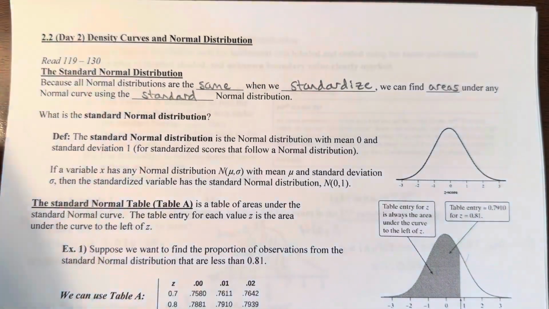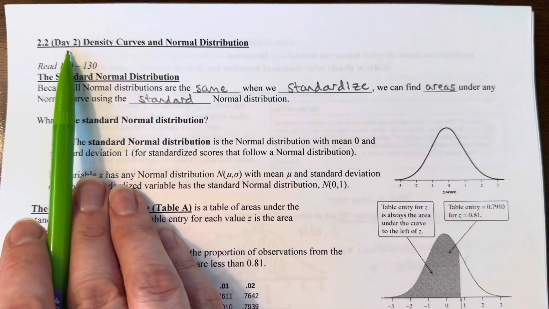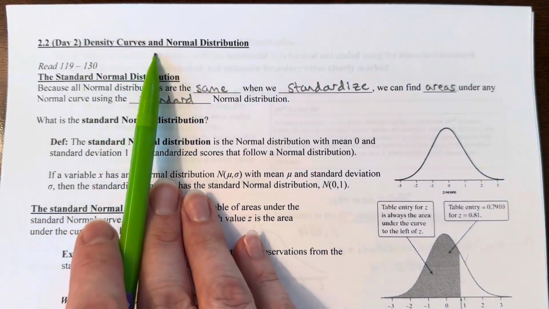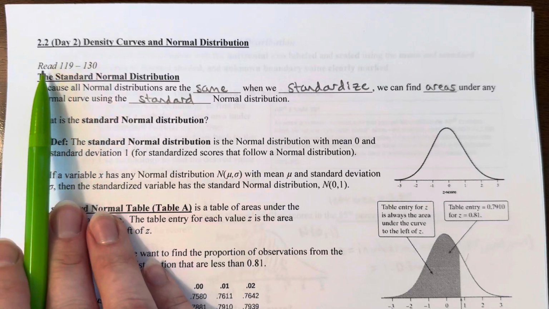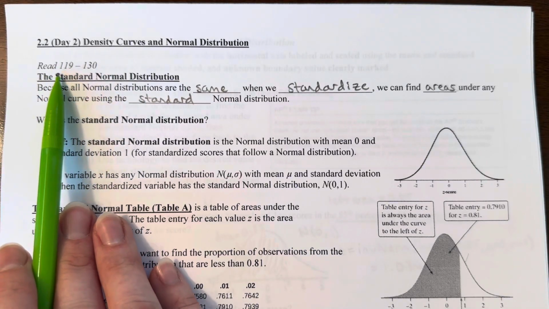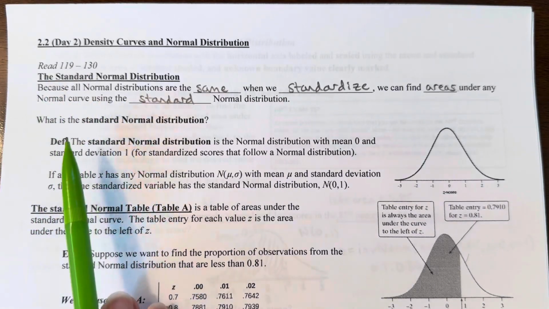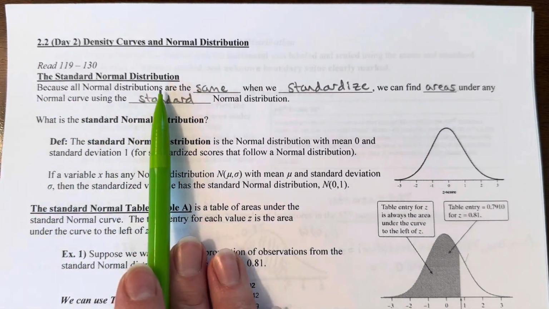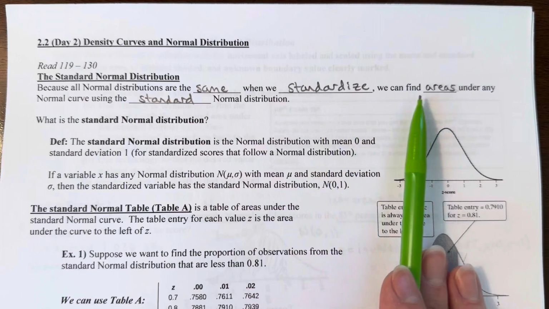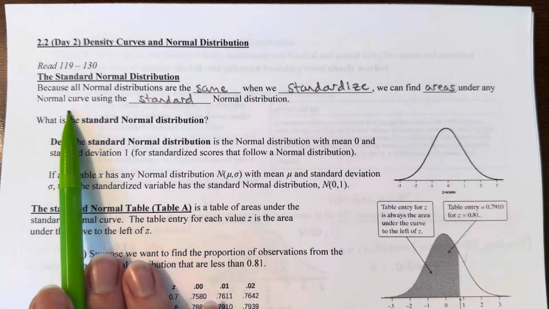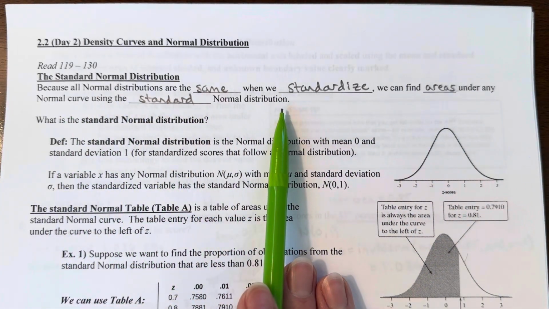As I said, we are in section 2.2. This is day 2 of 2.2. We are dealing with density curves and normal distribution. You can read much of this information on pages 119 through 130 in your textbook. Now, the standard normal distribution: because all normal distributions are the same when we standardize, we can find areas under any normal curve using the standard normal distribution.